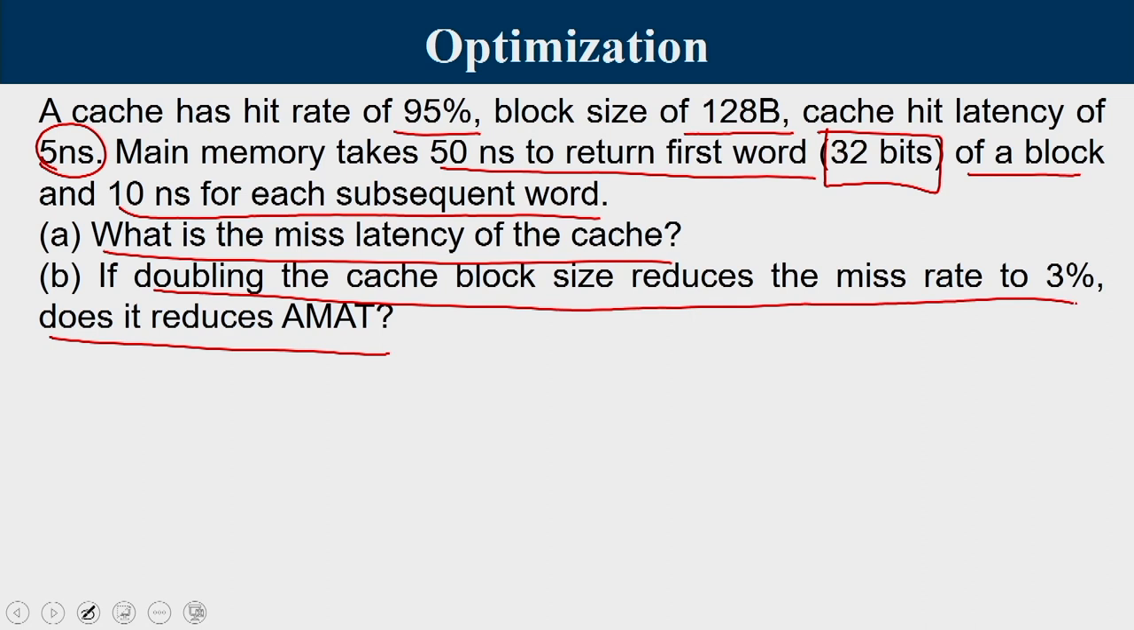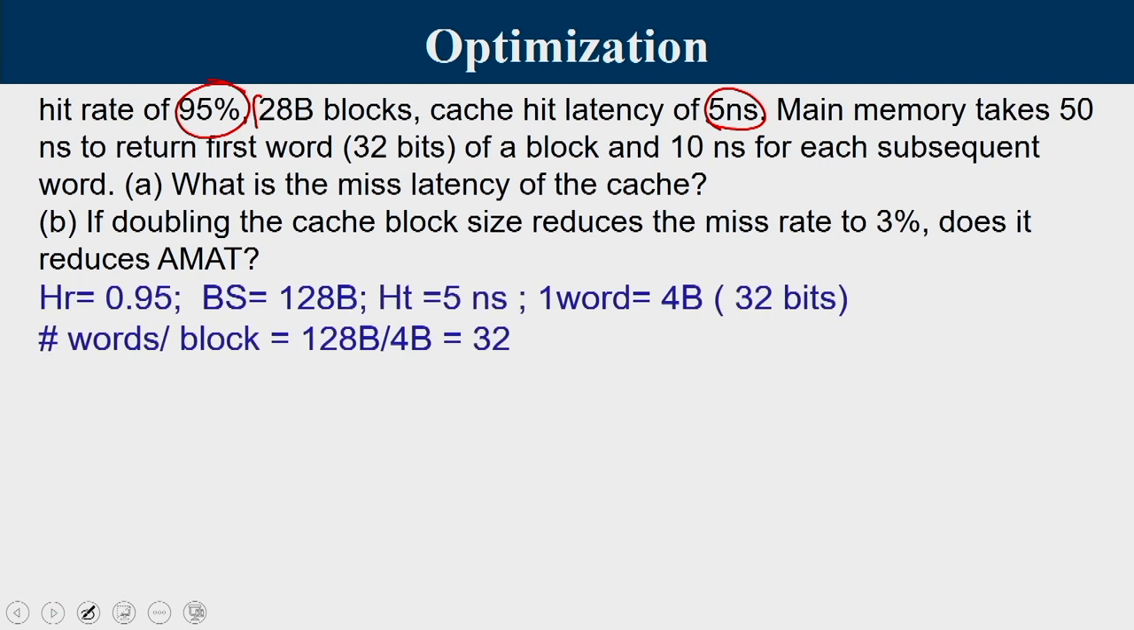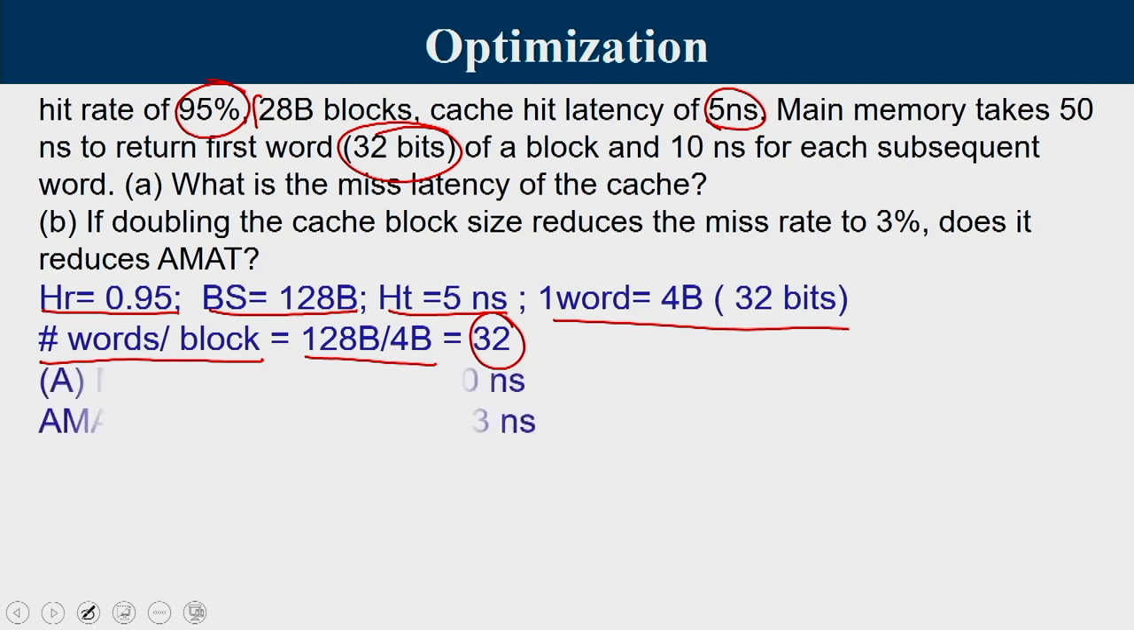So, there are two different versions of the question. The hit rate is defined as 95 and we have 128 byte blocks and cache hit latency of 5 nanosecond. So, the values have been substituted down: hit rate of 0.95, block size of 128 byte, hit time of 5 nanosecond. One word is defined as 4 bytes. So, it is 32 bits that has been given in the question, 32 bit is one word. So, the number of words per block is 128 byte divided by 4 bytes. So, you get 32 words in one block.